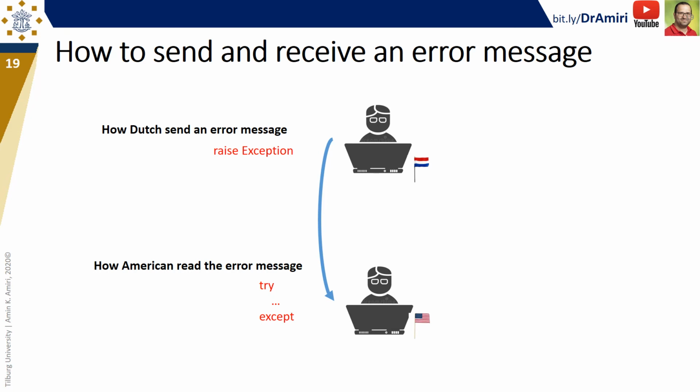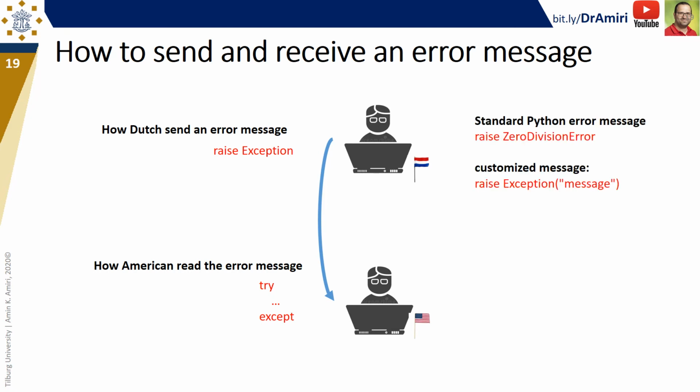So how do the two communicate here? The Dutch programmer, the backend programmer, raises exception. The American programmer, the front-end programmer, uses try except. So the Dutch programmer can use two different approaches in raising exceptions. First, he can use the standard Python error message. For example, for zero division error, we already have this standard Python error object in Python. So you can simply use raise zero division error.